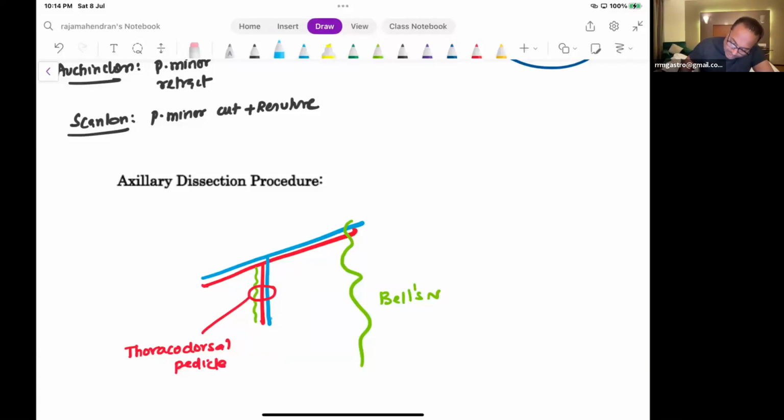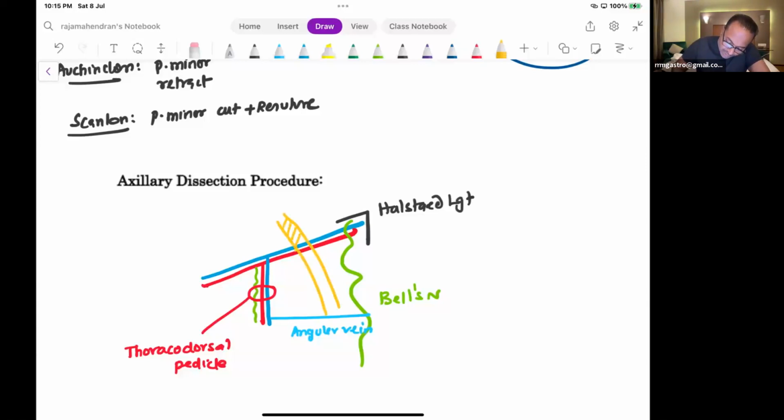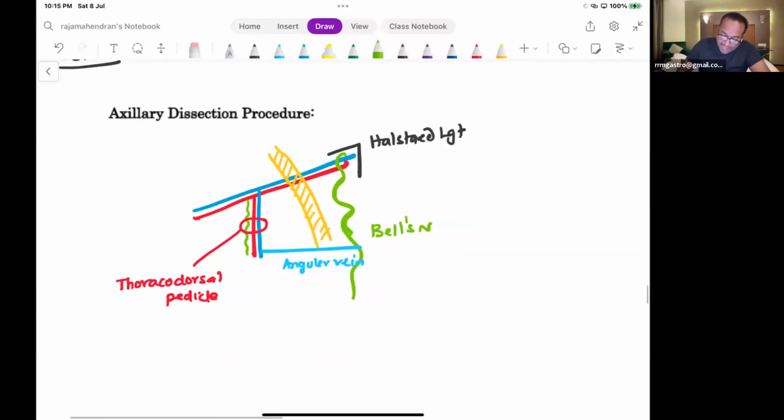And inferior boundary is angular vein. Very good. And the apex is formed by Halsted ligament, also known as costoclavicular ligament. So this is the boundary. So இந்த dissection பண்ணும்போது முக்கியமான தடங்கல் யாருன்னு பாத்தீங்கன்னா இந்த pectoralis minor தான் இருப்பான். We should deal with the pectoralis minor, very important, இல்லனா we cannot do the surgery. So pectoralis minor ஒன்னு கட் பண்ணனும், இல்லனா இழுக்கணும், இல்லனா கட் பண்ணிட்டு தைக்கணும். So many methods are there. So the boundaries are angular vein inferiorly, Bell's nerve medially, laterally thoracodorsal pedicle, superiorly axillary vessels.